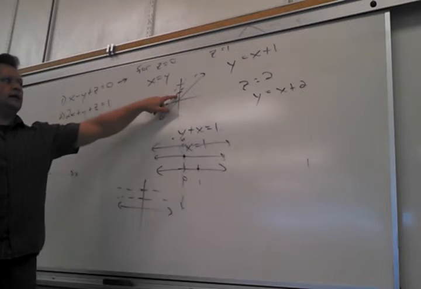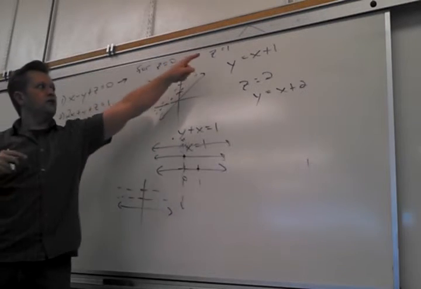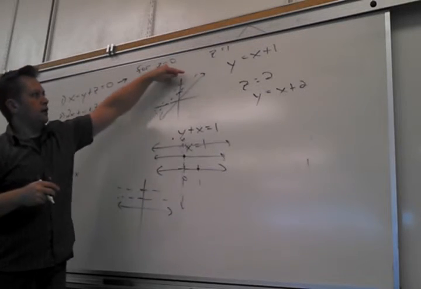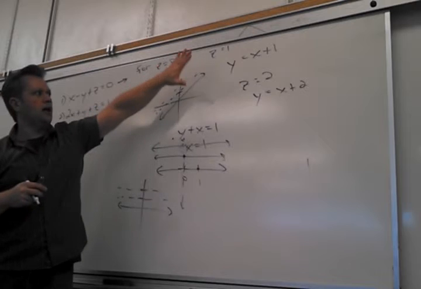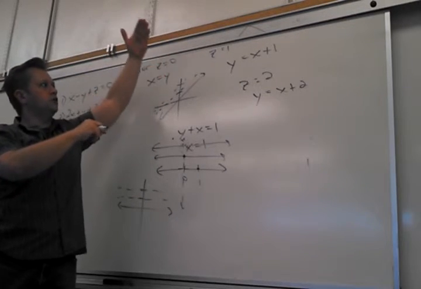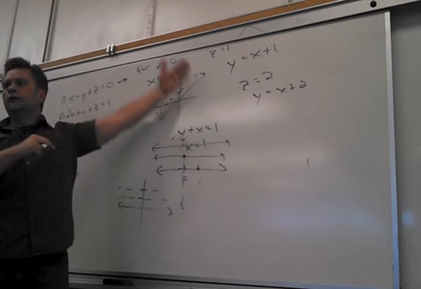I'm taking that idea into 3D. For every value of z, there's another coordinate system. If z is 1, it's going to be y equals x plus 1. It's going to be that line. And if z is 2, it's going to be y equals x plus 2. And if I just put all those together, I'm going to end up with this plane.